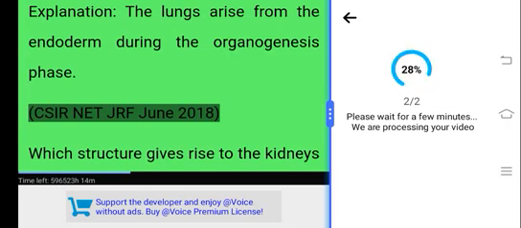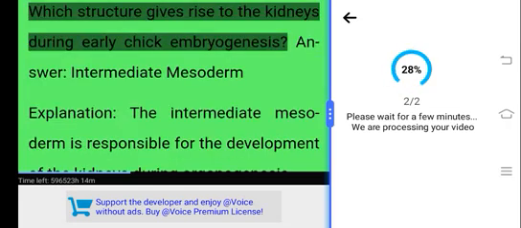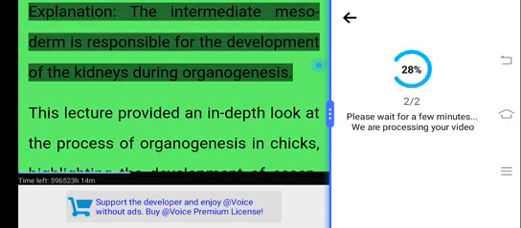CSIR NET JRF June 2018. Which structure gives rise to the kidneys during early chick embryogenesis? Answer: intermediate mesoderm. Explanation: the intermediate mesoderm is responsible for the development of the kidneys during organogenesis.